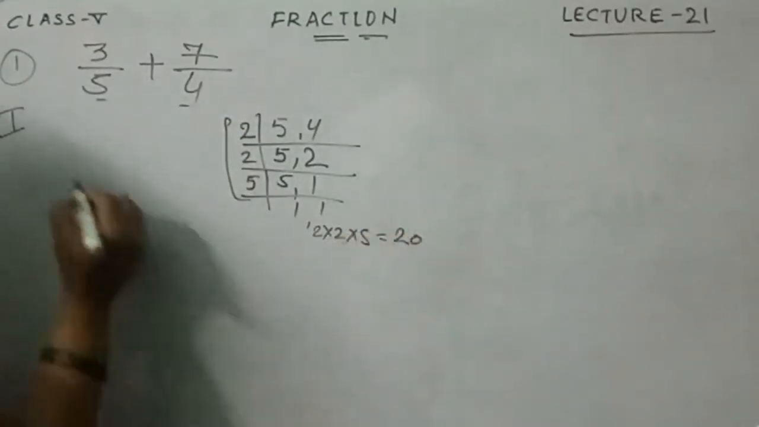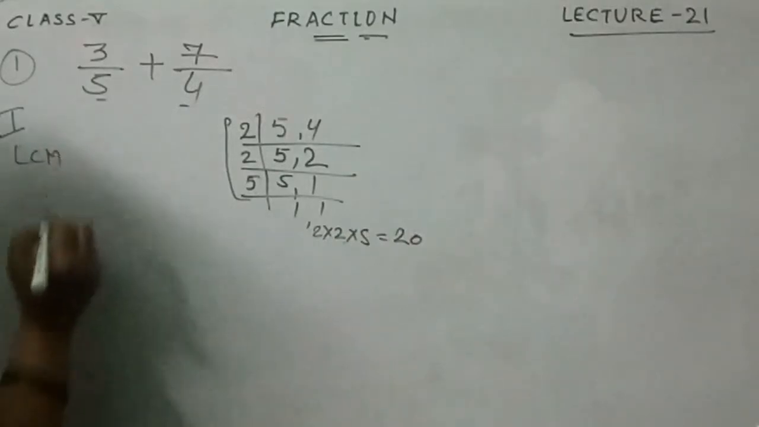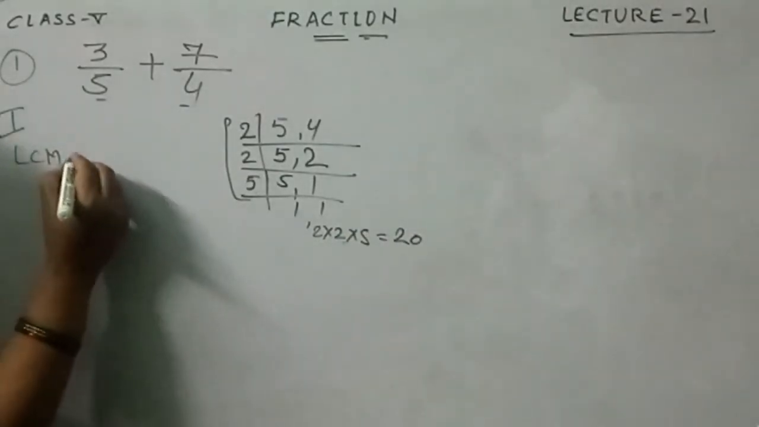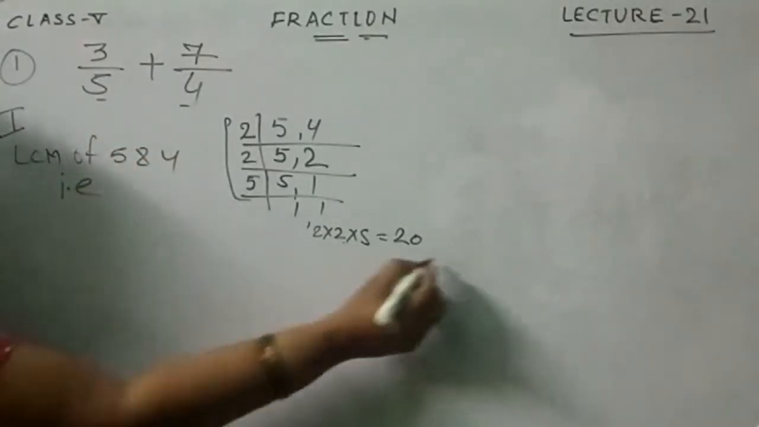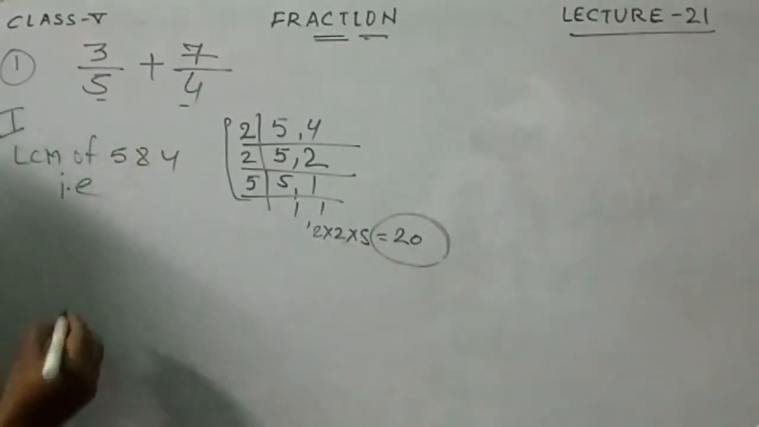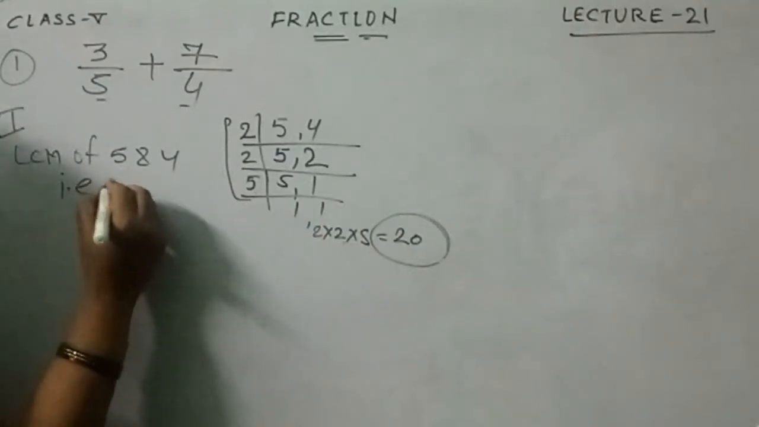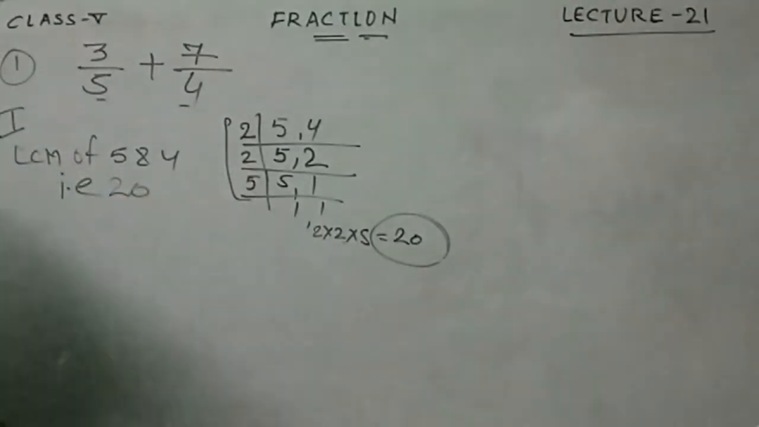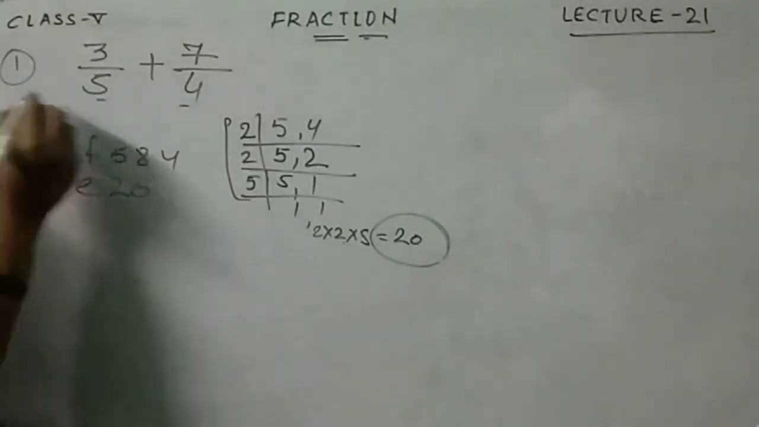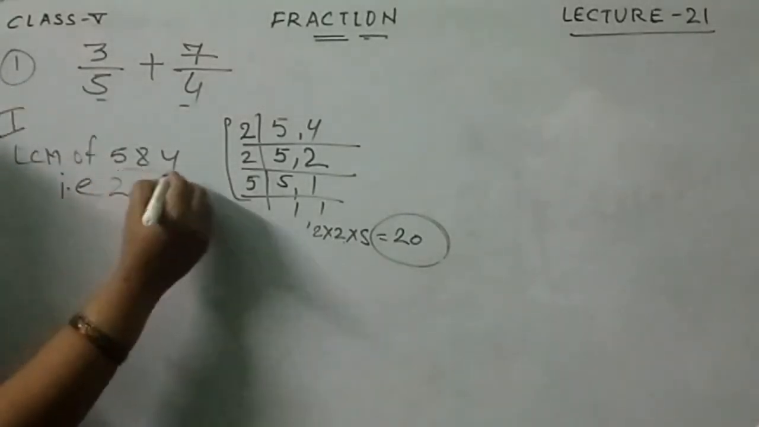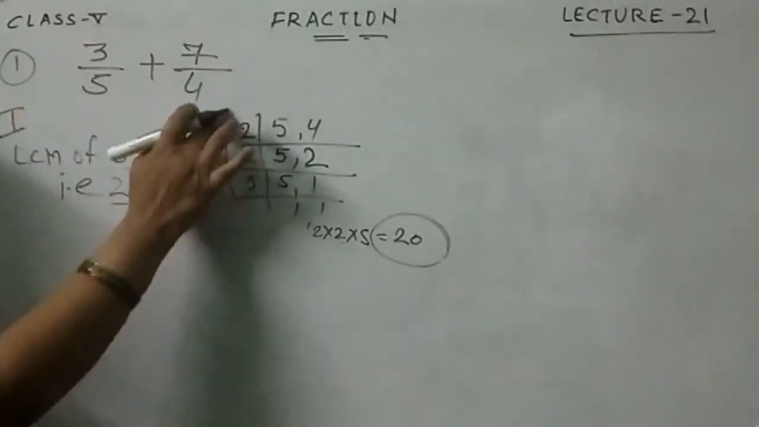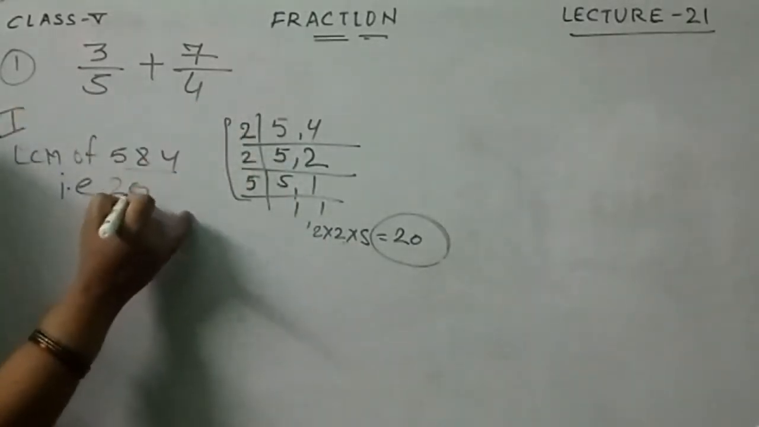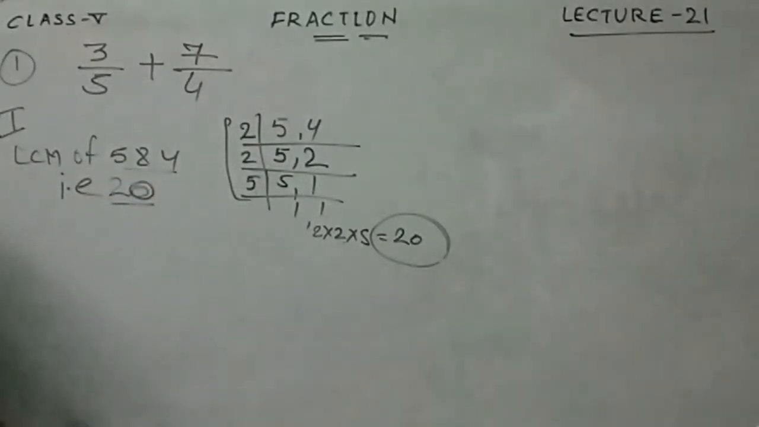So what is the LCM of 5 and 4? We get 20. First we find the LCM of the given denominators 5 and 4, that is 20. Now we have the LCM.